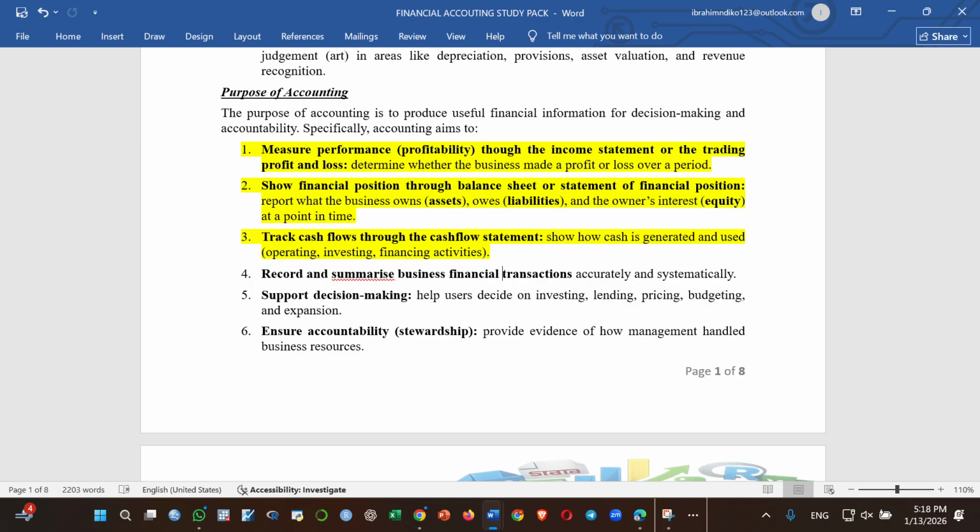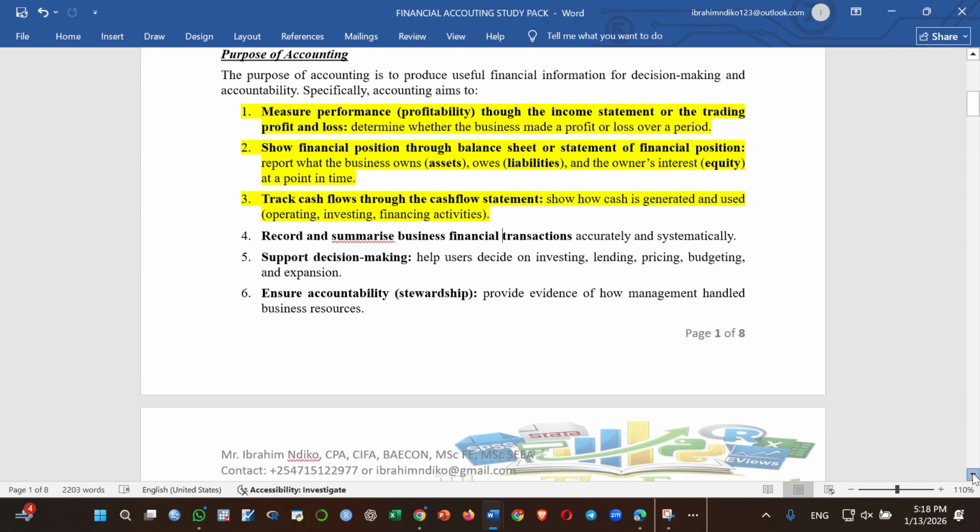And then number 6, we have talked about accountability, that is stewardship. So another purpose of accounting is to make sure that the management uses the resources entrusted to them by the owners effectively. So that is stewardship. Another purpose of accounting is to ensure that the financial resources entrusted to them are well utilized for the purpose of the business only.